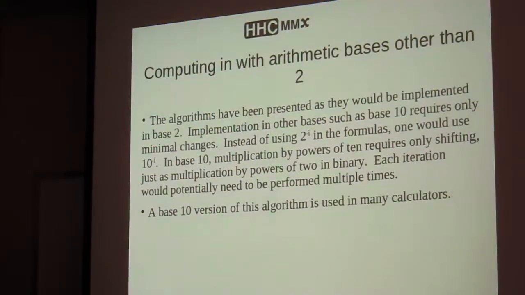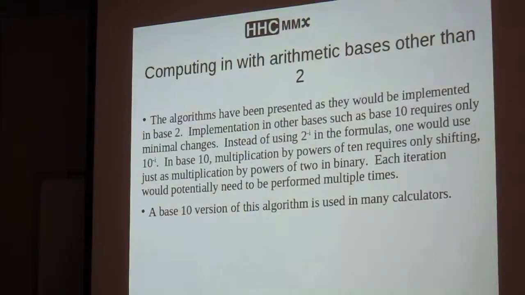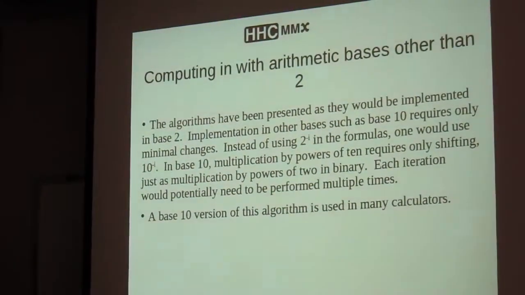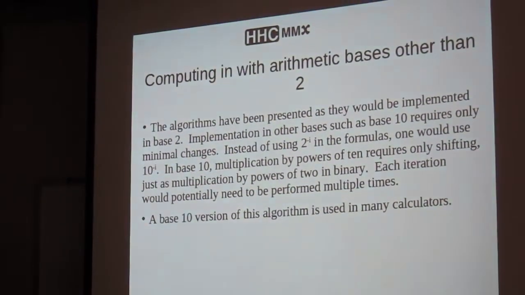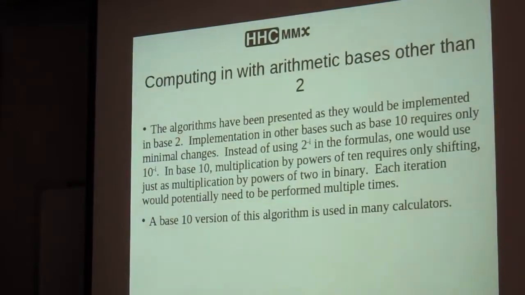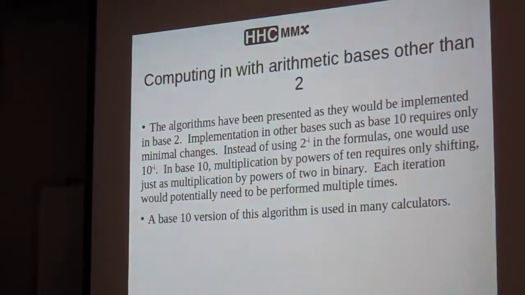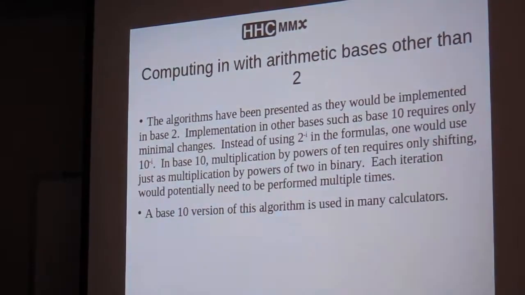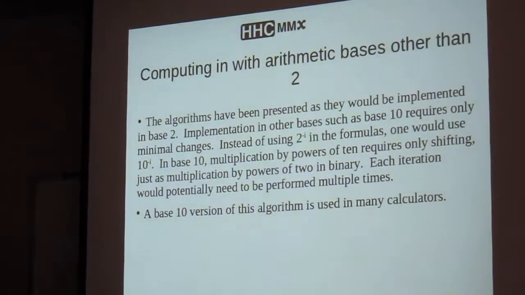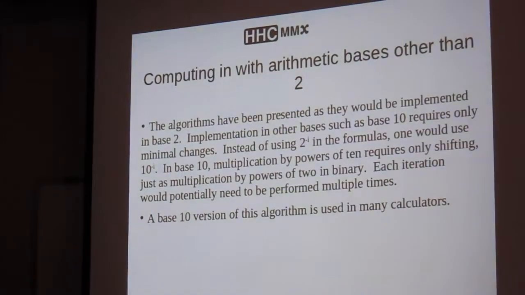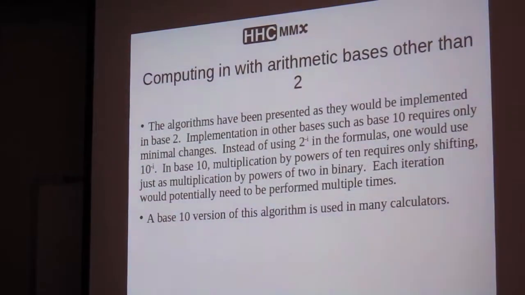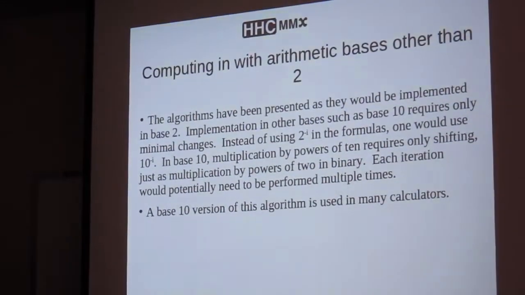I already mentioned that it's pretty easy to do this for log base 10 and other log bases. This slide isn't about that. This slide is about doing the arithmetic in other bases. If you want to do the arithmetic in base 10, like is done on calculators, use your discrete bases based on 10 to the minus i instead of 2 to the minus i, which means you still do your multiplication by powers of 10 by shifting. And to preserve the properties of the discrete base, you do need to use each of those entries in the table more than one time.